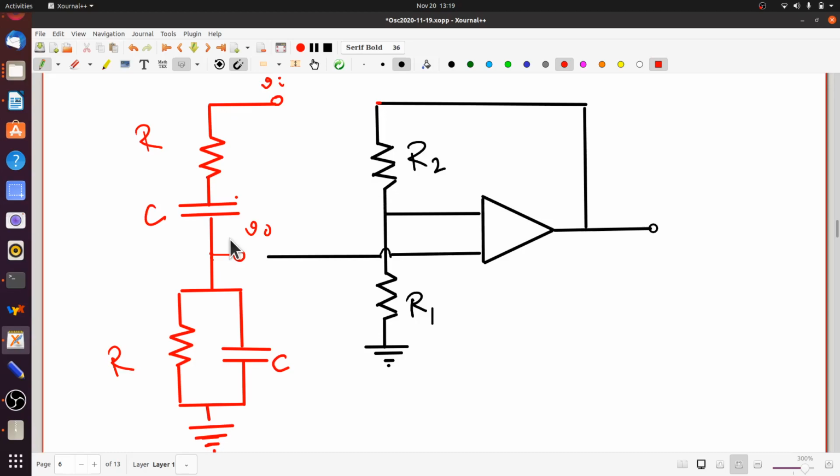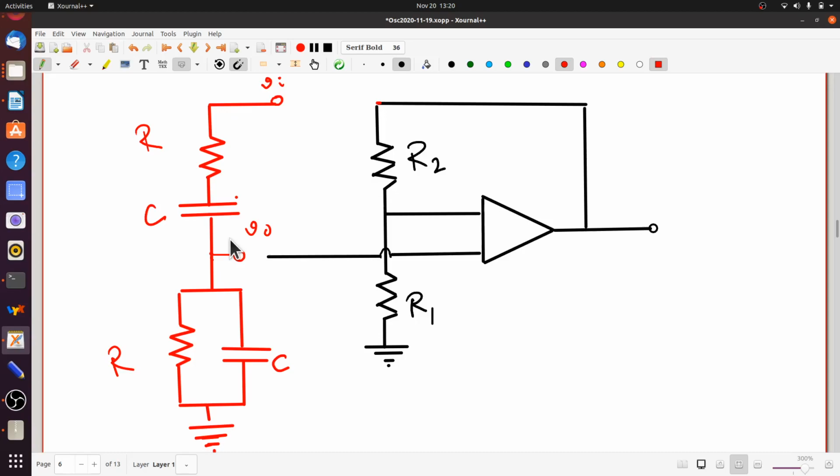Remember, the impedance of a capacitor goes down with rising frequency. Right? So at low enough frequencies, 1 by j omega c, the impedance of the capacitor, would actually be much, much bigger in magnitude than the resistance. You can always go to a low enough frequency where that happens. So at low frequencies, in the series RC combination, the combination will actually behave like the capacitor. And the parallel RC combination will behave like a resistance.